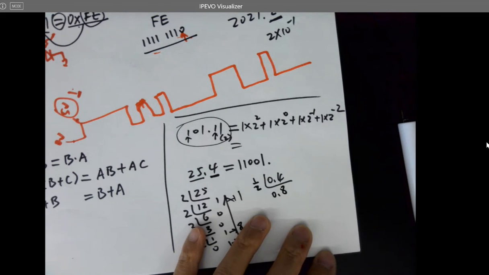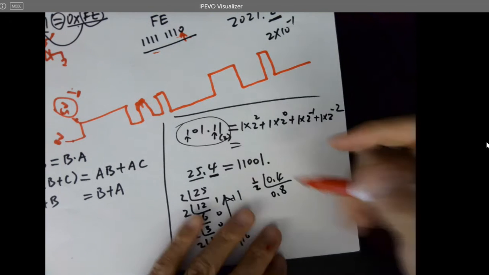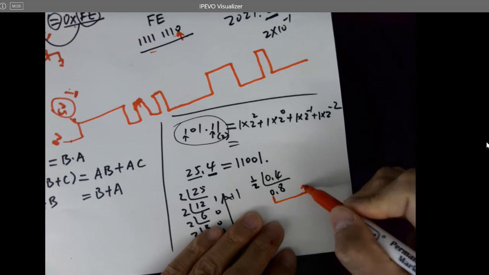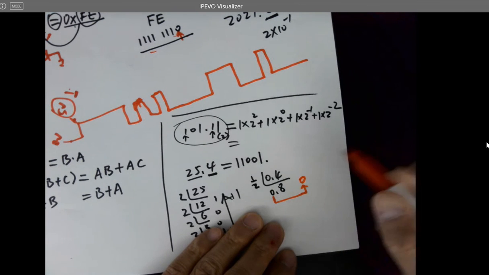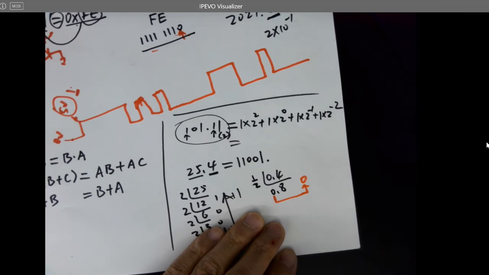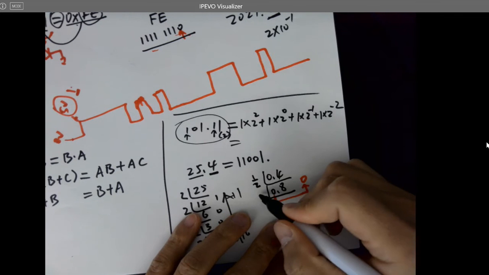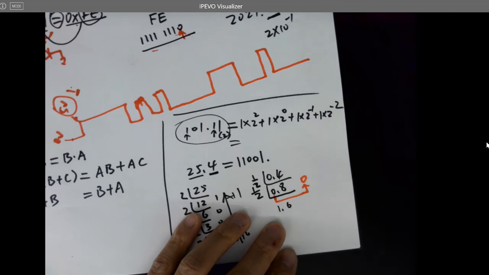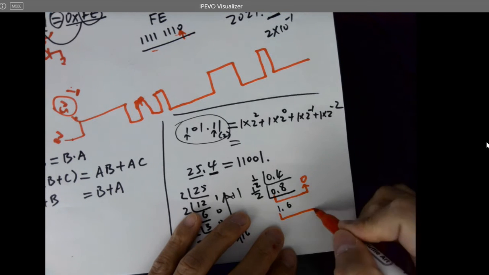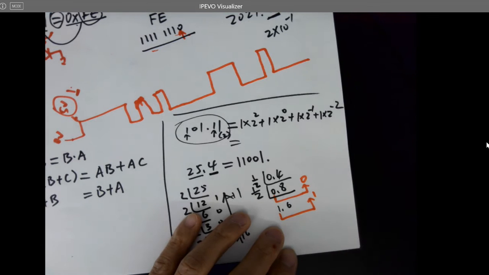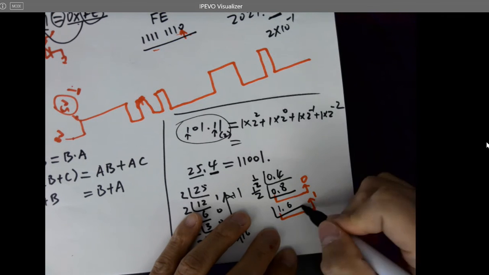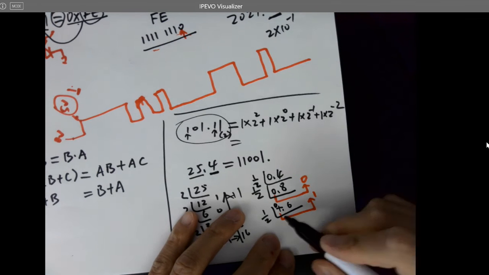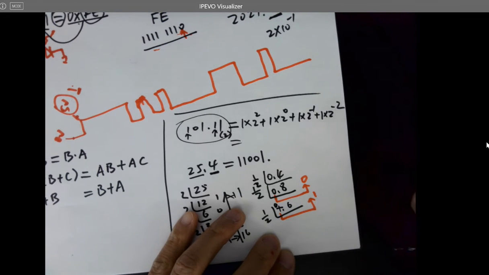And then, since there's no remainder, right? It's just times 2, and you are just moving this digit to here. So now it's 0. Nothing to move. And then times 2 again, 1.6. So this number here, 1. And after you move the 1 to here, you change it to 0.